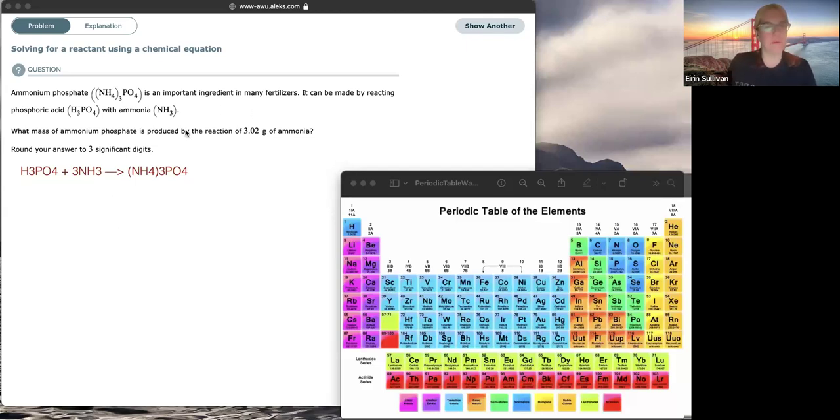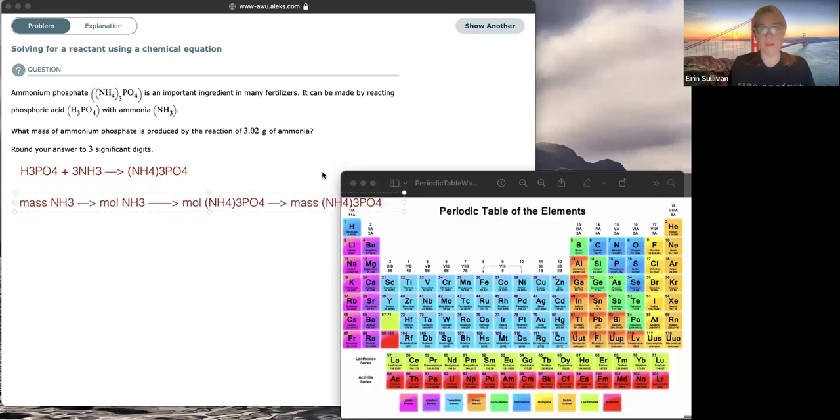So what mass of ammonium phosphate is produced by the reaction of 3 grams of ammonia? Let's make a plan. We are going to have to go from the mass of ammonia to the moles of ammonia to the moles of ammonium phosphate. And then when we've got the moles of ammonium phosphate, we can go to the mass of ammonium phosphate. We've done all these steps individually, right? We just haven't put them together. So you can convert between mass and moles. What do you need? You need your molar mass as your conversion factor, okay?